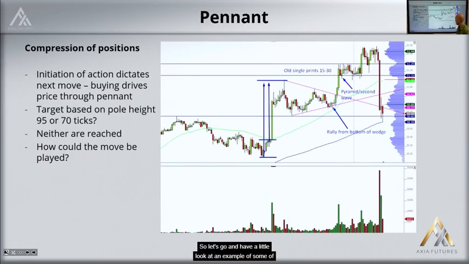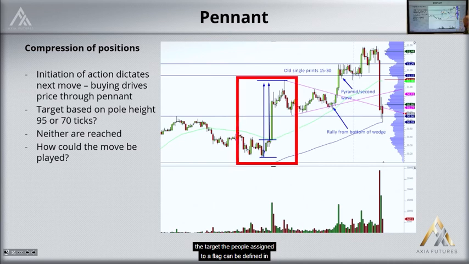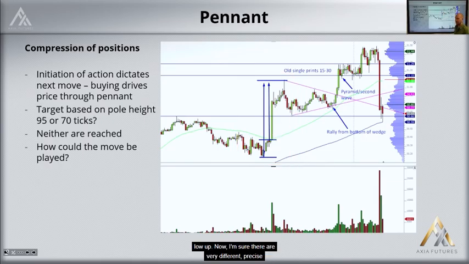Right, so let's go and have a little look at an example of some of the practicalities. First off, thinking about the pole, because the target that people will assign to a flag can be defined in different ways. You can define it as the clear directional move, i.e. from the beginning of this liquidation candle to the recent high. You could equally measure your pole from the most recent low up. Now, I'm sure there are varying precise technical prescriptions as to which you should do, but neither is going to give you an absolute certainty as to what's going on next.